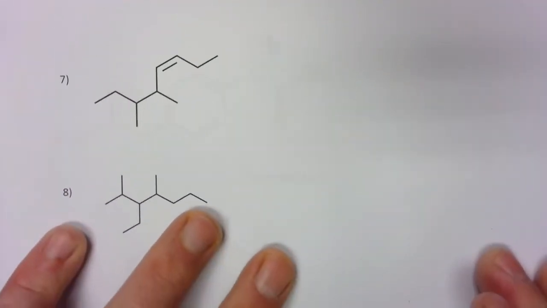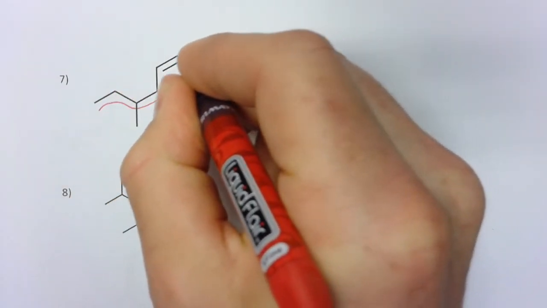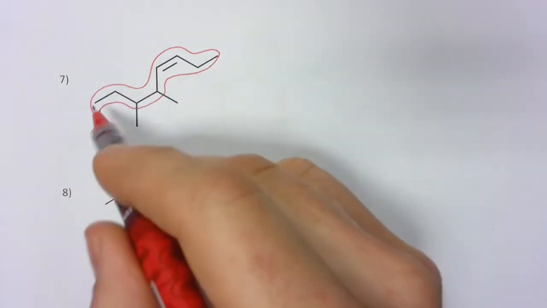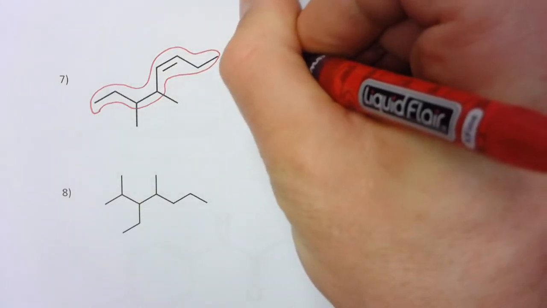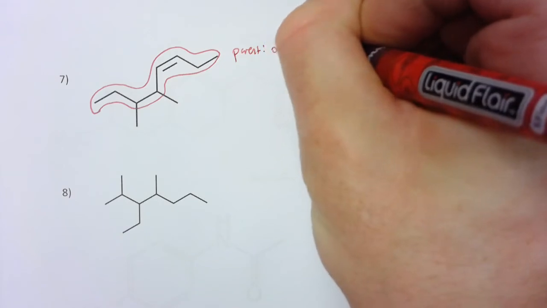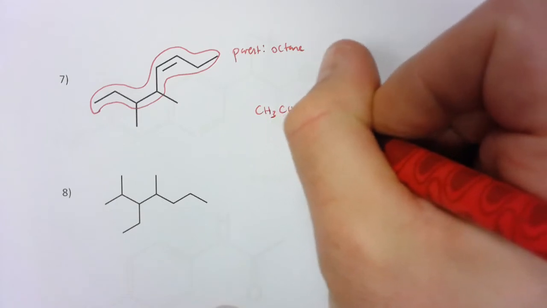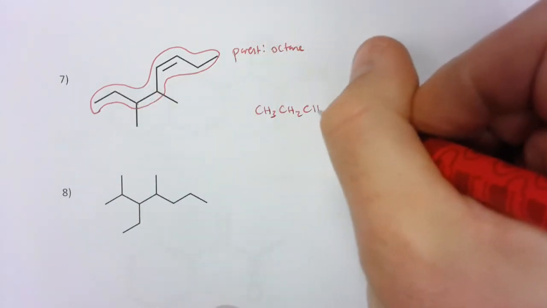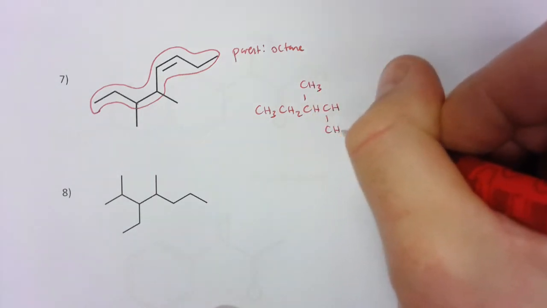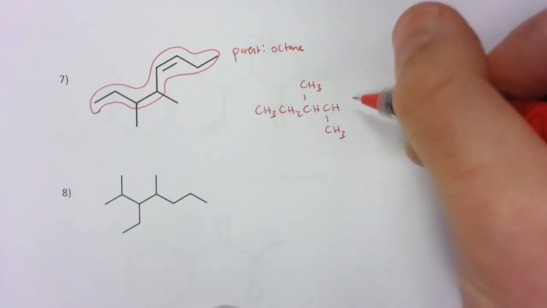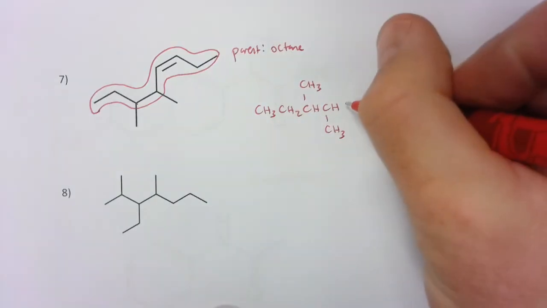All right, number 7. Parent chain is here. 1, 2, 3, 4, 5, 6, 7, 8. So that's octane. And then I'm just going to start drawing from the condensed here. CH3, CH2. Third carbon is a CH with a methyl group attached. Then another CH with a methyl group attached. Then this carbon is the next one is an alkene.